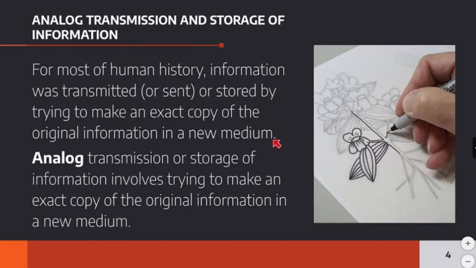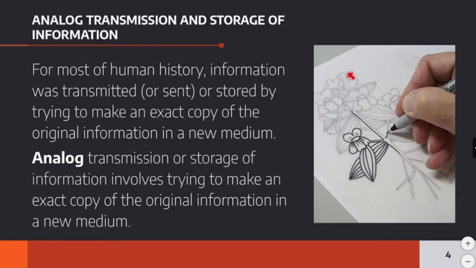For most of human history, we could send information. We could either transmit it, that means to send it, or we could store information by trying to make an exact copy of the original thing in a new medium. Over here, there's a picture of some flowers, and they are trying to make a new copy of that by tracing over the original picture. This is what's called an analog transmission. It means making an exact copy of the original information, but in a new medium.